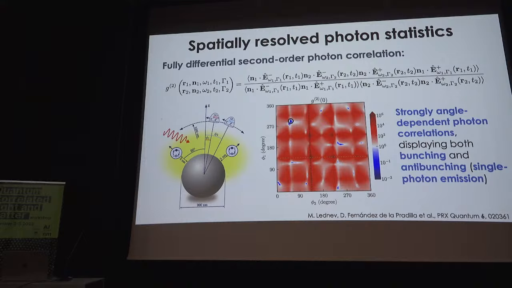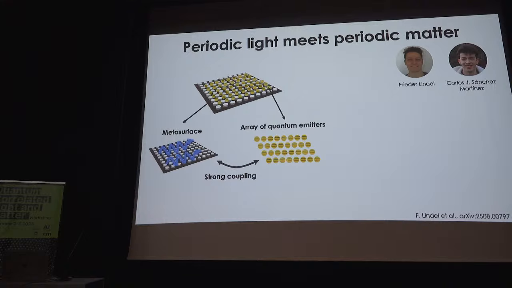And what we already see is that depending on which angles I look into, I see extremely bunched emission, where G2 reaches up to 10 to the 6, or I see extremely anti-bunched emission, where G2 goes down to 10 to the minus 2. So what I see is really photon correlations, even in this very simple system, can be very complex, and it's not just a single number, but it really depends on what you measure, where you measure, and how you filter your emission.